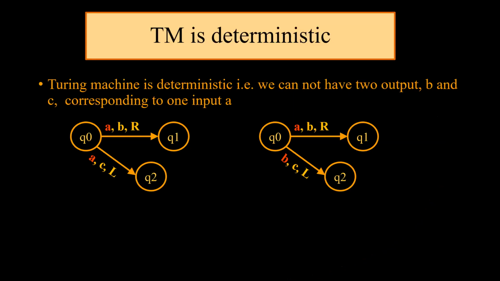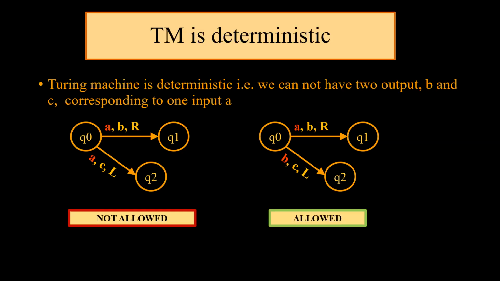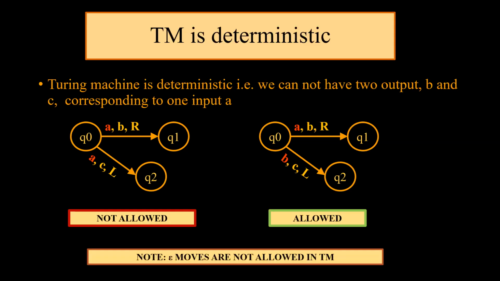Turing machine is deterministic. That is, we cannot have two outputs corresponding to a given input. Say for example, we are on state Q0. We cannot have two moves, one to Q1 and another to Q2 on a single input A. We have compulsorily a deterministic machine, that is, corresponding to every input we have only one output. Another important point is that no epsilon moves are allowed in the Turing machine.